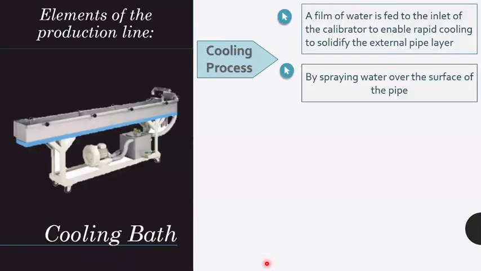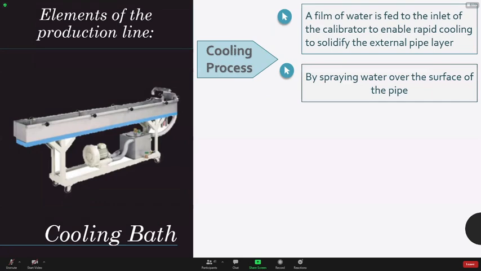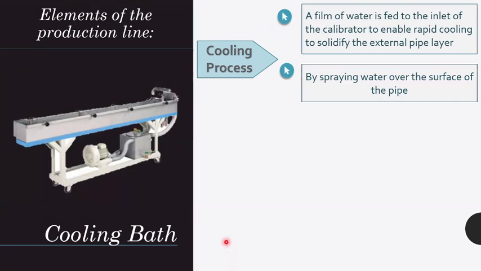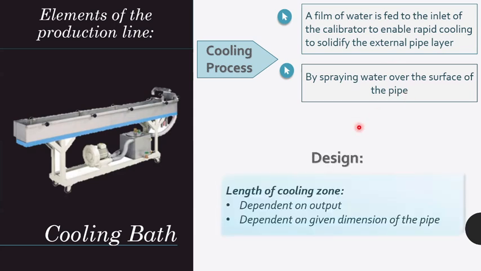And then the cooling bath, it is the final one I'm discussing. The pipe gets cooled through the cooling bath. The cooling can be done in two ways. One is a film of water fed to the inlet of the calibrator to enable rapid cooling to solidify the external pipe layer, and the other is by spraying water over the surface of the pipe. About the design, the length of the cooling zone depends on the output and given dimension of the pipe.